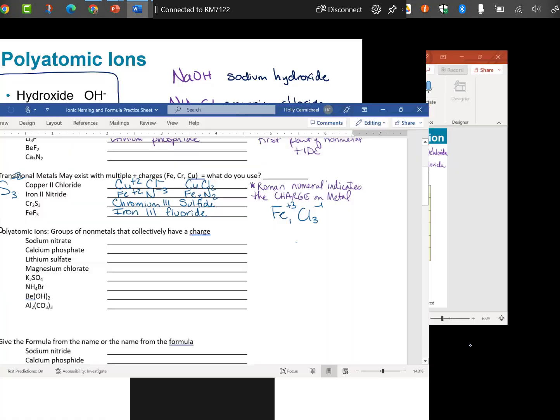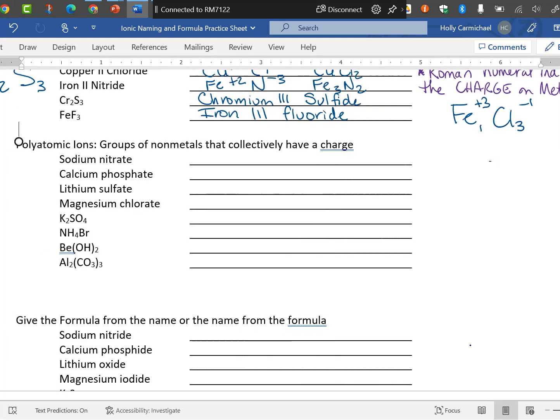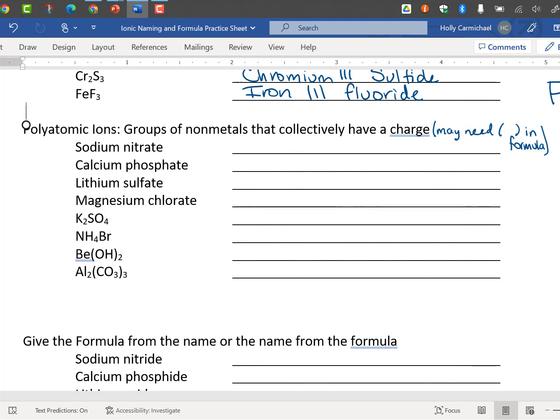Okay, so I want you to practice these. So we're going down. The first 4 are going from the name to the formula. The last 4 are going from the formula to the name. Anytime they don't match, you're going to have to swap. And if the polyatomic is anything other than 1, you have to have parentheses. If the polyatomic is just a 1, you don't need them. But if it's anything other than 1, then you do.